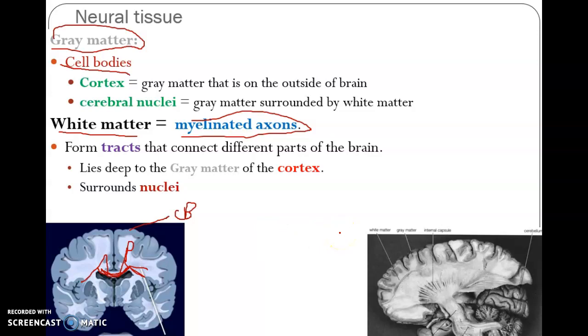Now, what was gray matter again? Correct. Cell bodies. So I have cell bodies out here, but I actually have some gray matter right there that's surrounded by white matter. That is a nuclei, or more importantly, a cerebral nuclei. That's gray matter surrounded by white matter. So on the test, if I ask you where gray matter is, you would have to tell me in the cortex, which is superficial, and in these nuclei, which is gray matter surrounded by white matter. So the white matter tracts are going to surround the nuclei.